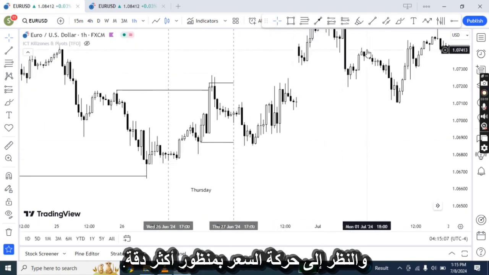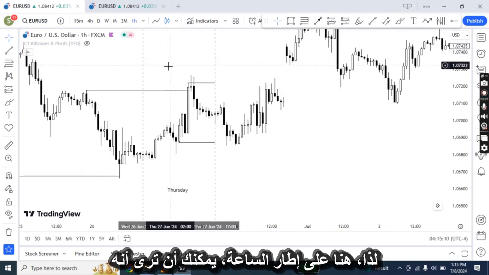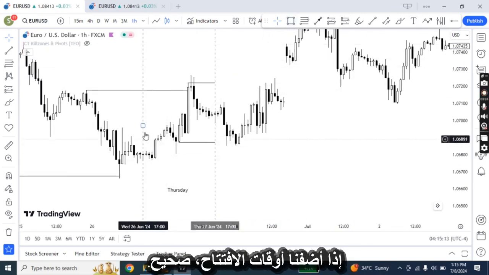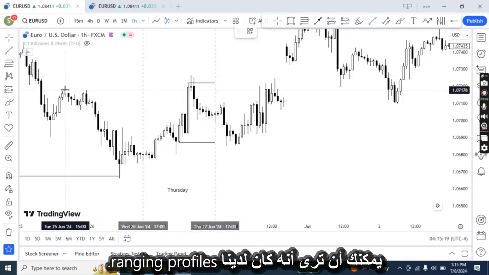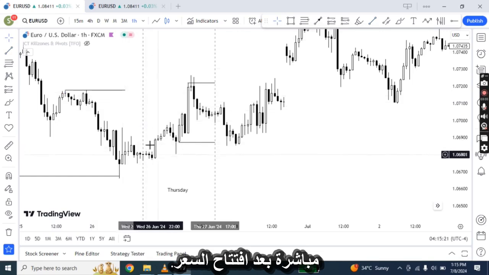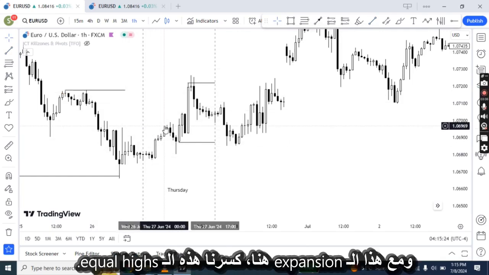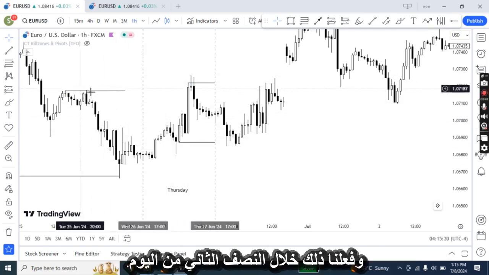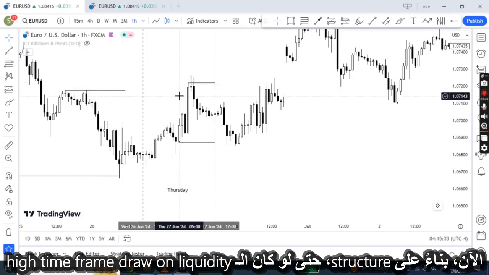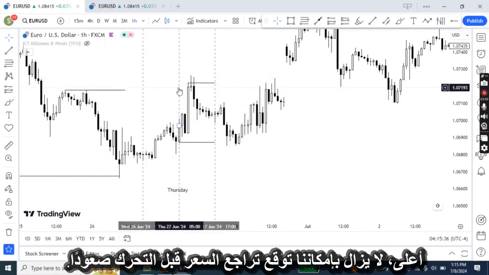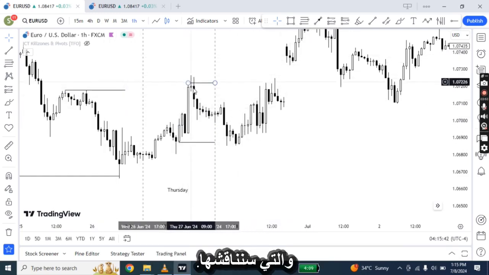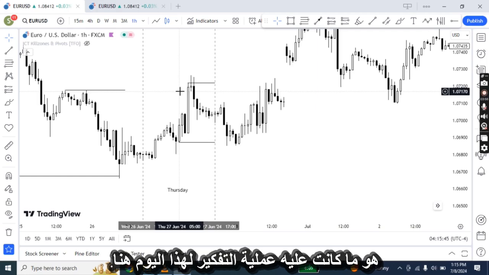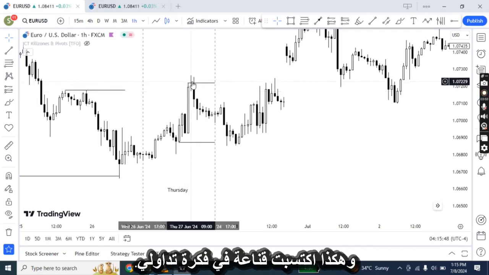And so look at the price action with a more refined perspective. Here on the 1-hour time frame, you can see that if we add the opening times, the 17 Eastern opening time and then the closing time, we had a ranging profile straight away after price opened, and then an expansion, and with this expansion right here, we took out these equal highs, and we did that during the second half of the day. Now based on structure, even if our higher time frame drawn liquidity is higher, we still can expect price to retrace before moving higher. There's a lot more intricacies and details to structure which we'll discuss, but this is the thought process for this day, and this is how I gained conviction in my trade idea.